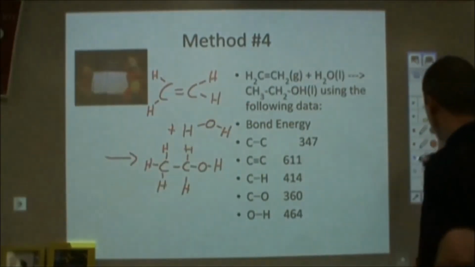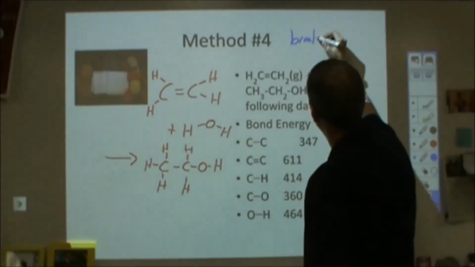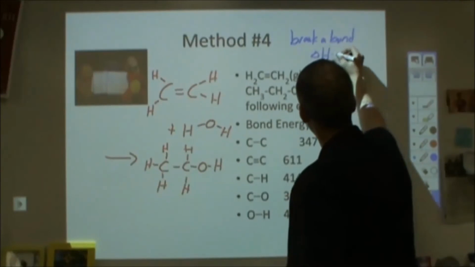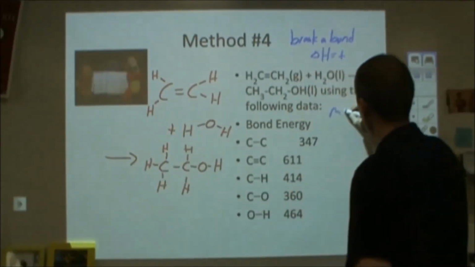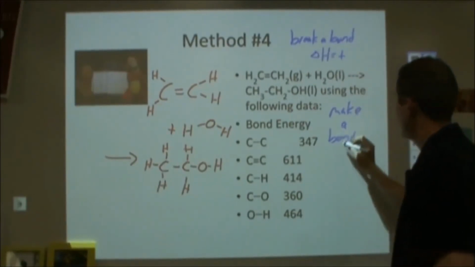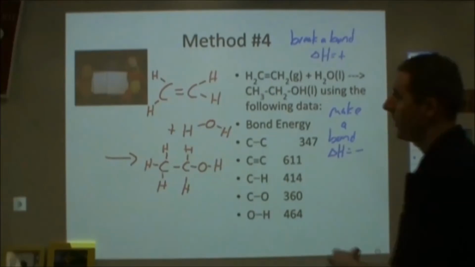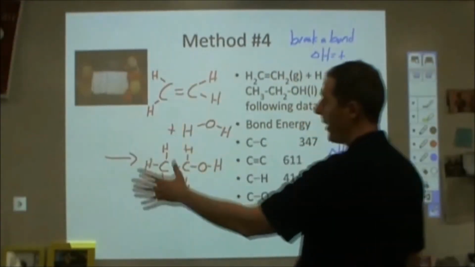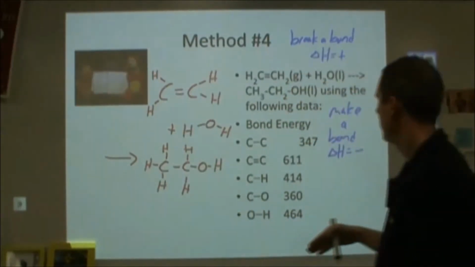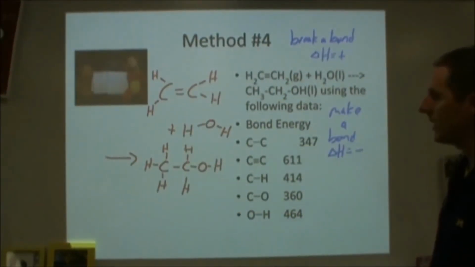So the important part for this is that anytime you break a bond, that requires energy of you. The enthalpies for those are going to be positive. If you form a new bond, then the enthalpies for those are going to be negative. So what you're going to do is figure out every single bond that you break, and every single bond that you make. All the breaking of bonds will be positive, all of the making will be negative, and you're going to add the two together.